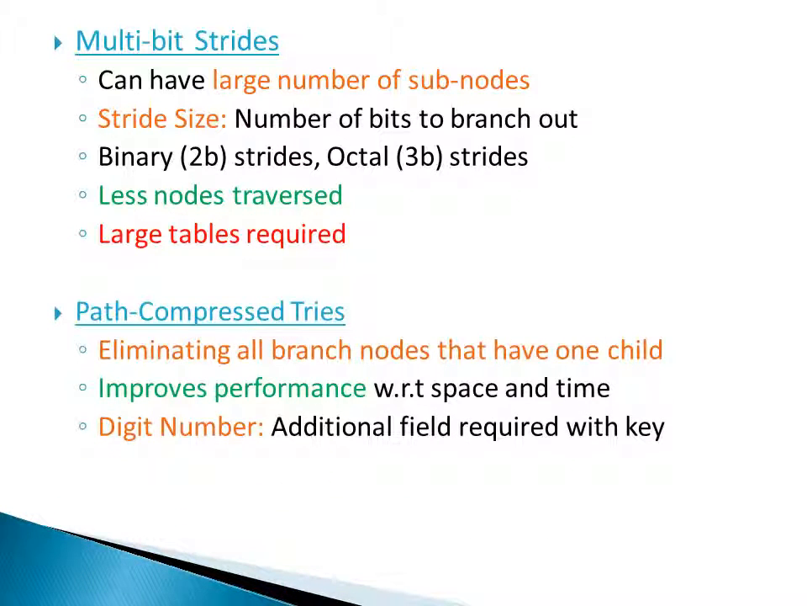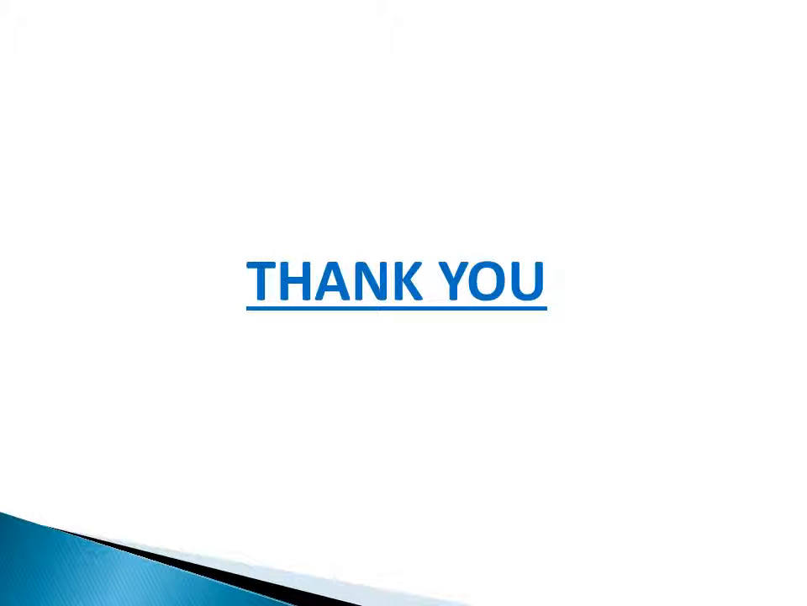We can also improve the performance of trie by using path compressed tries, in which we can eliminate all branch nodes that have only one child. However, we need to keep additional information, known as digit number, added in front of the key to perform dictionary operations correctly. That's all for today.